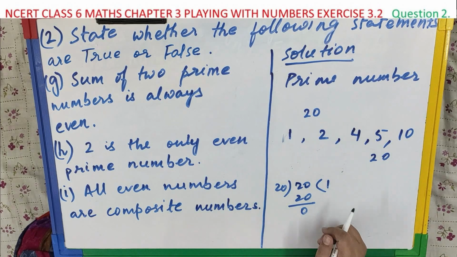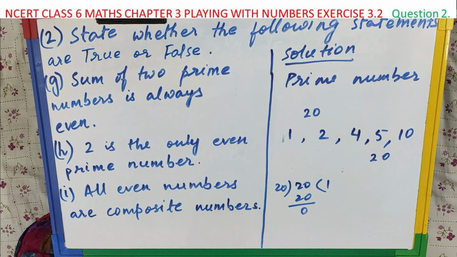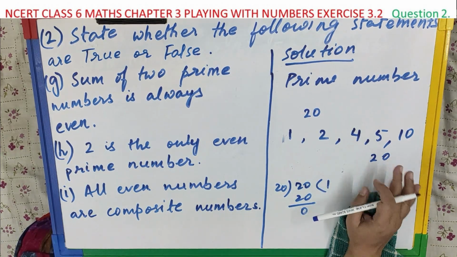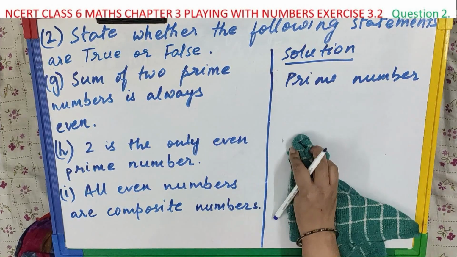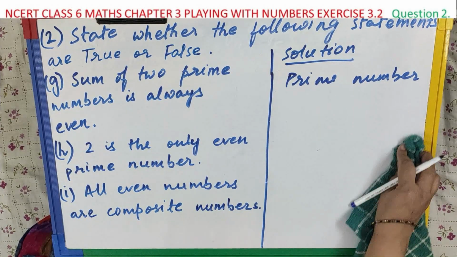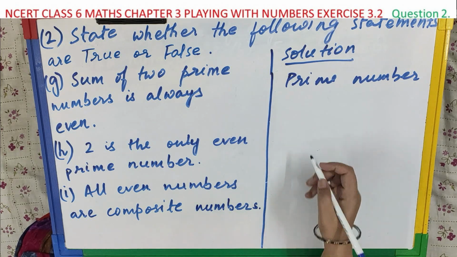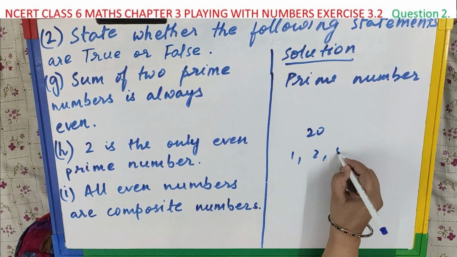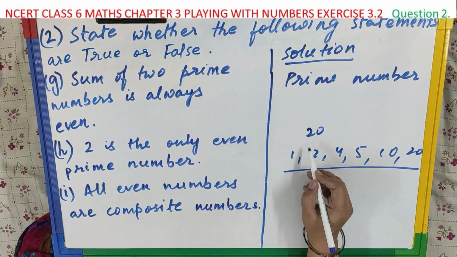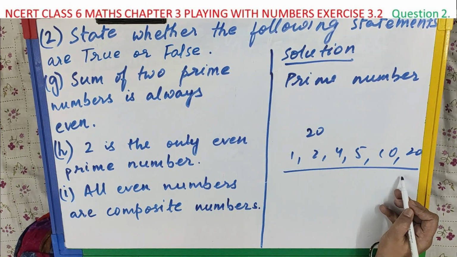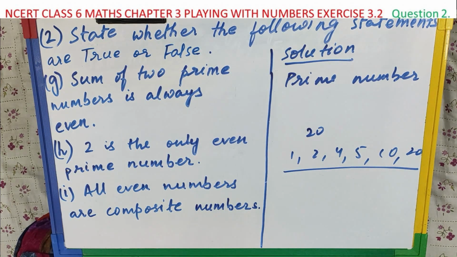But what are prime numbers? Prime numbers are the numbers which are divisible only by two numbers. They are not divisible by this many numbers. So it means prime numbers have only two factors. 20 has many factors: 1, 2, 4, 5, 10, 20. These are the factors of 20, because 20 is divisible by these numbers. But prime numbers are only divisible by two numbers. It means prime numbers have only two factors.